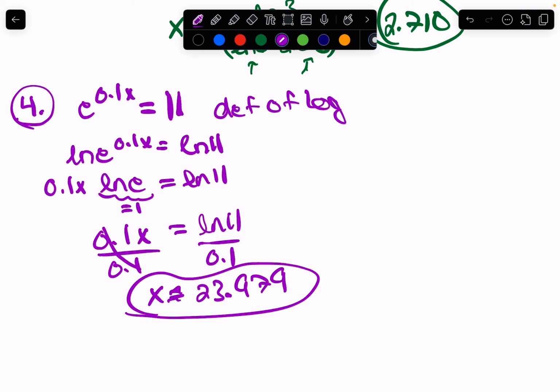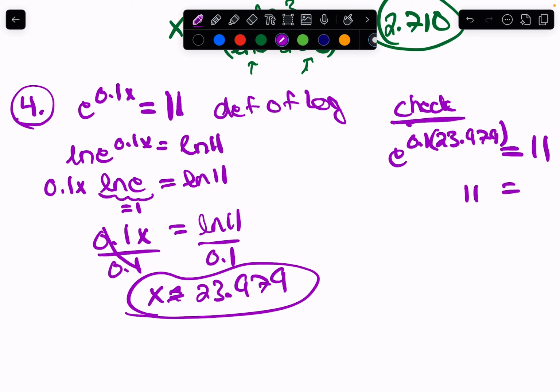Again, you can always go backwards and check. I did not mention that in the original video, but you can always go back and plug this in. 0.1 times 23.979. And this should equal 11 when you plug it in the calculator. So 11 and 11. Now, of course, we are rounding some numbers here, but it should round to an 11.